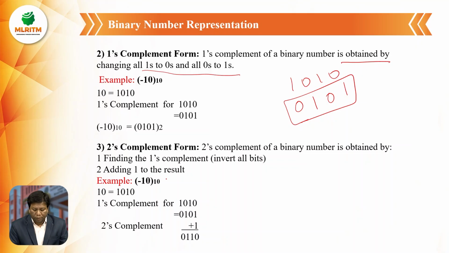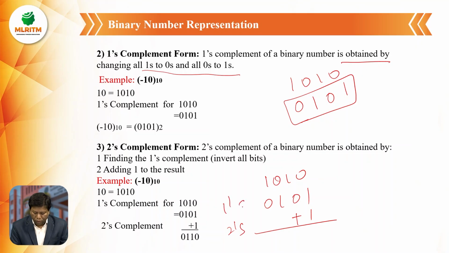Next, two's complement. The two's complement of a binary number is obtained by taking the one's complement and then adding 1 to the result. Example: 1010. The one's complement for this is 0101. Then add plus 1 to get the final result for two's complement. By adding 1 to the one's complement, we get 0110, with no carry. Then this is your final result for two's complement.